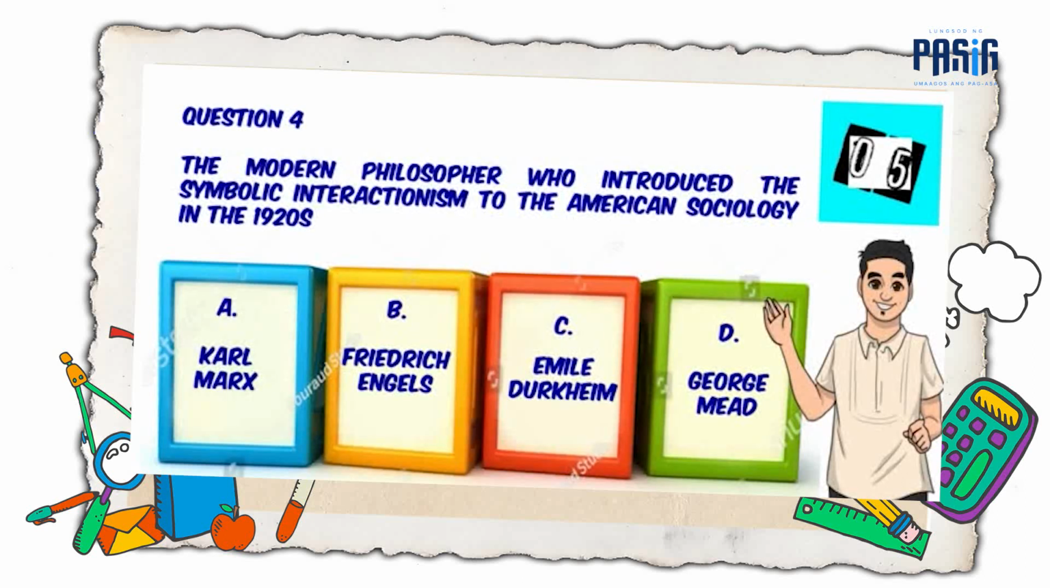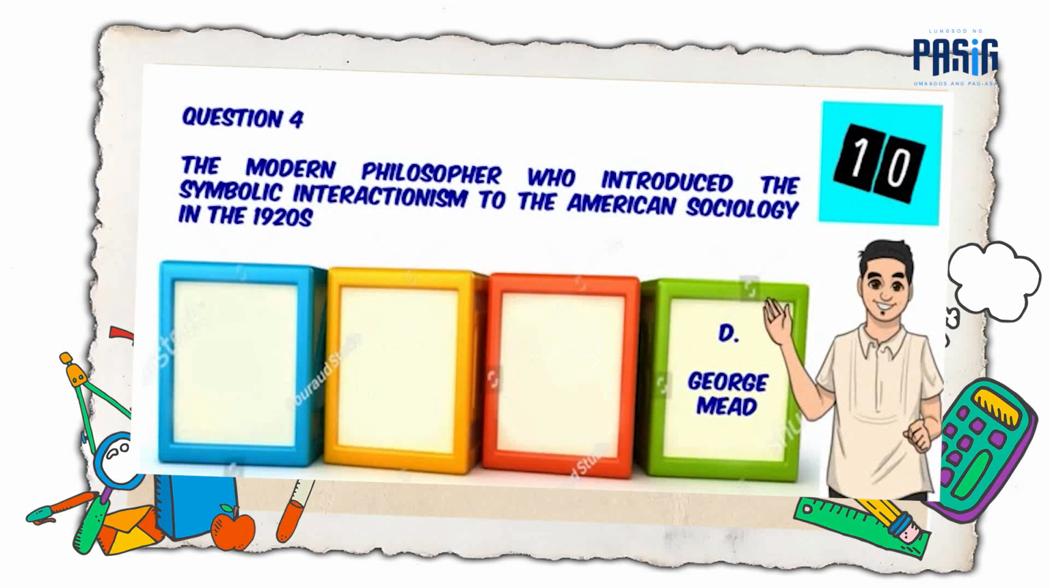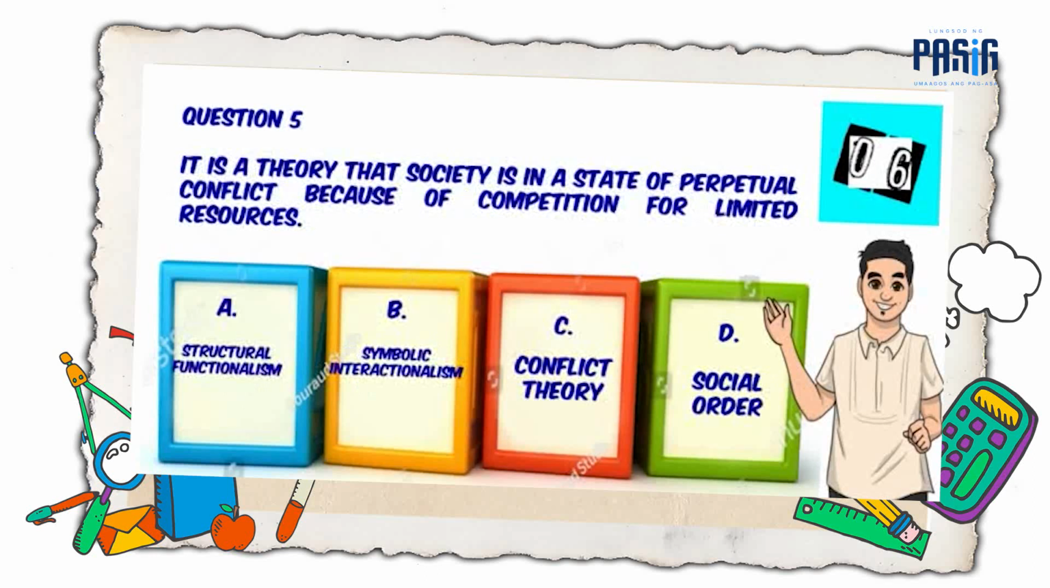Fourth question. The modern philosopher who introduced symbolic interactionism to American sociology in the 1920s. The choices are A. Karl Marx, B. Friedrich Engels, C. Emil Durkheim, or letter D. George Schmidt. The correct answer is letter D. George Schmidt.